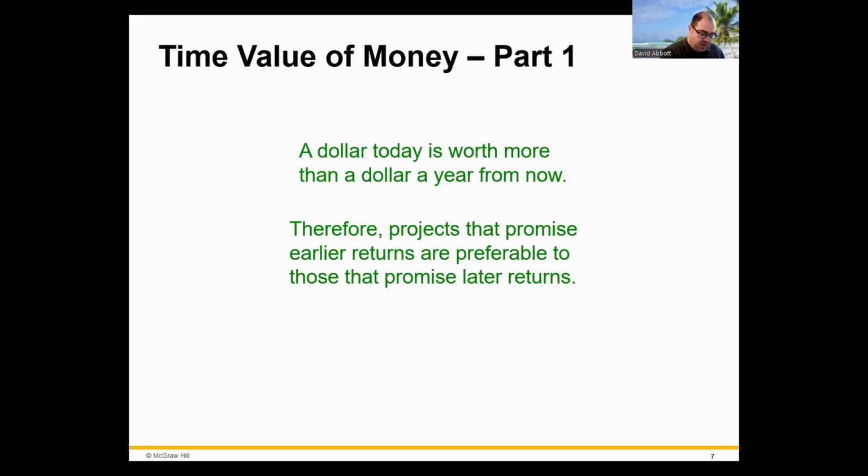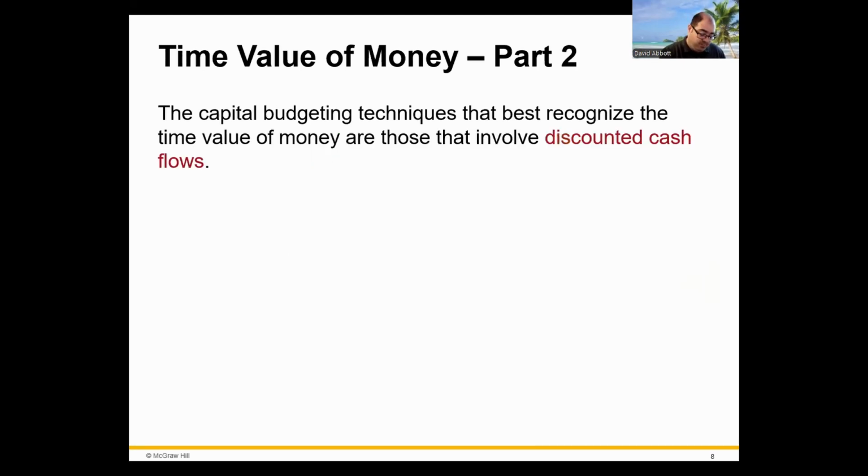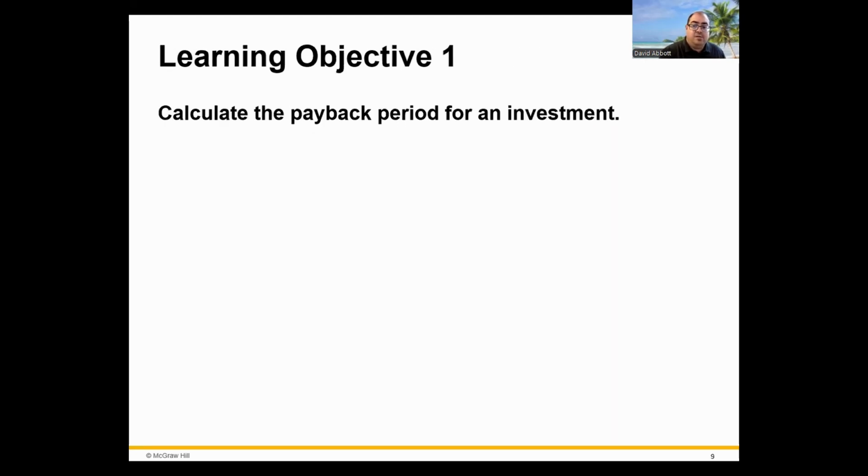So just a little bit of an overview and a reminder about the time value of money. The time value of money concept recognizes that $1 today is going to be worth more than $1 a year from now. Therefore, projects that promise earlier returns are going to be preferred over those that would have later returns. The capital budgeting techniques that best recognize the time value of money are those that involve discounted cash flows. And again, we talked more about that before, and we're going to go over that again in the next section.